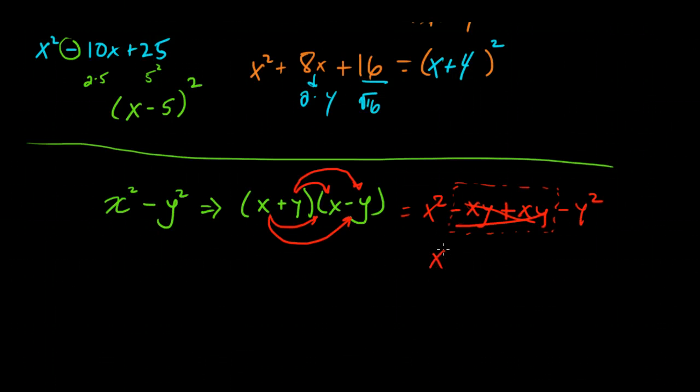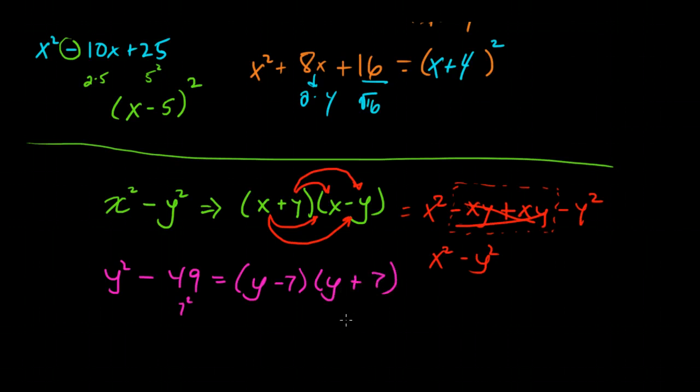So I'm left with just the x squared minus the y squared. Whenever you see the difference of two numbers and they're squared, say something along the lines of y squared minus 49, you could say, oh, well, 49 is 7 squared, right? 7 squared is 49, and y squared is y times y. So that should be y minus 7 times y plus 7, right?